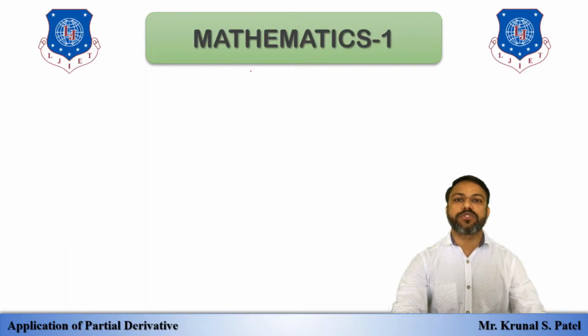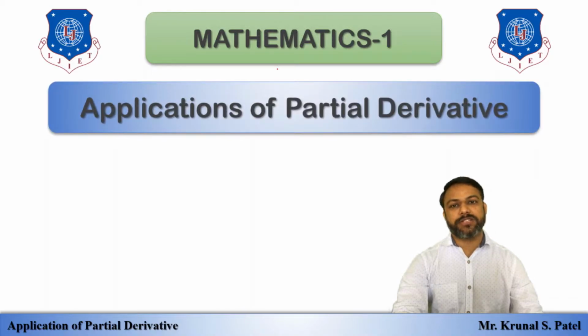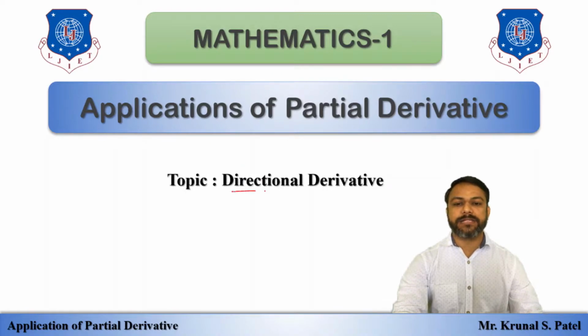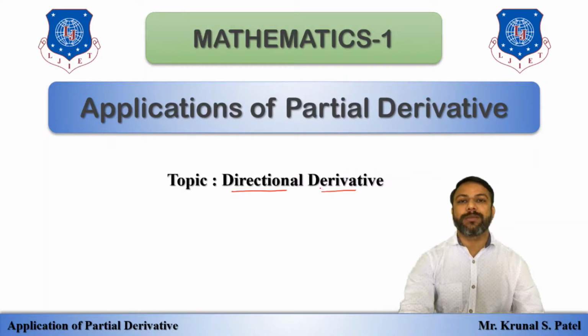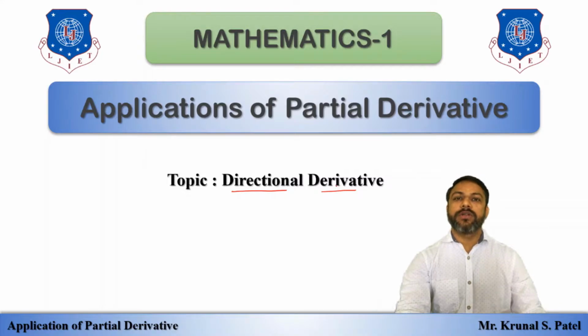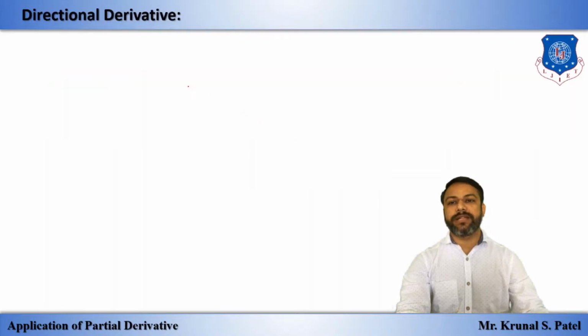Let's start with the course Mathematics 1, and today's chapter is Applications of Partial Derivative. In this chapter, today's topic is Directional Derivative, and for that we will use the previous lecture, that means gradient of a scalar field. So let's understand a directional derivative by using gradient of a scalar field. Let's start with the definition.